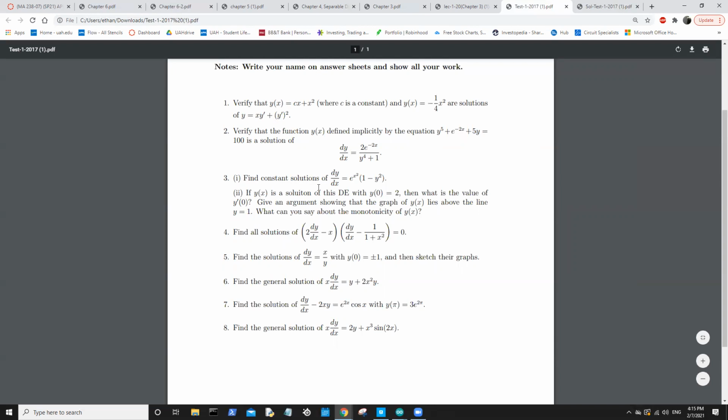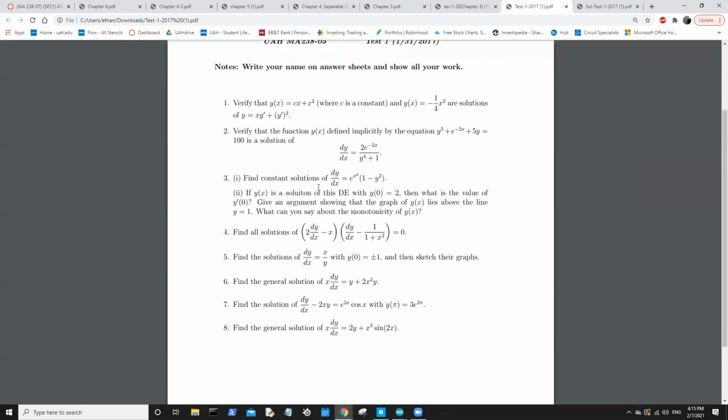But it's still the same thing. So we did that one correctly, which is fun. Coolio. So these two are pseudo gimmies, as long as you know how to do basic implicit differentiation and such. Find constant solutions to this.